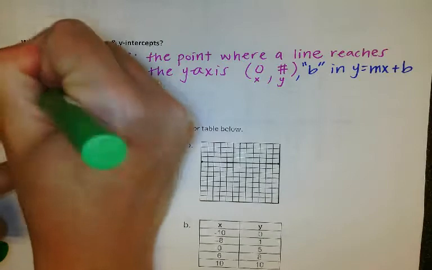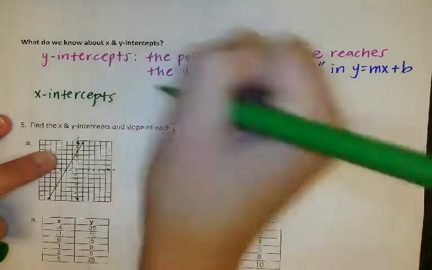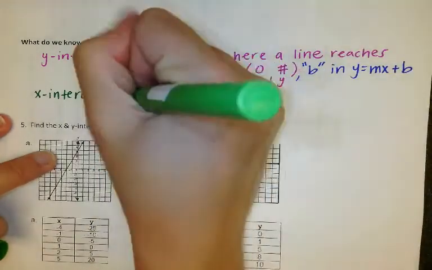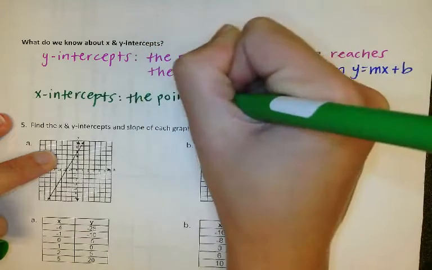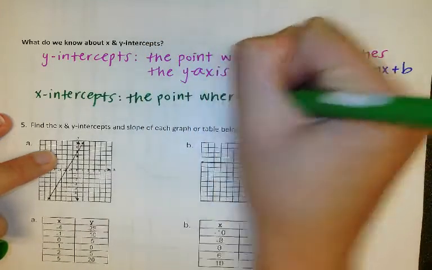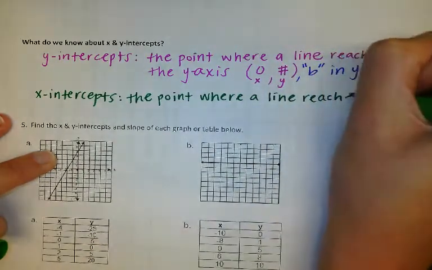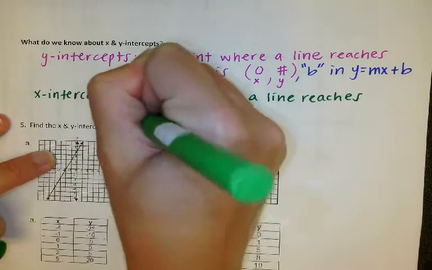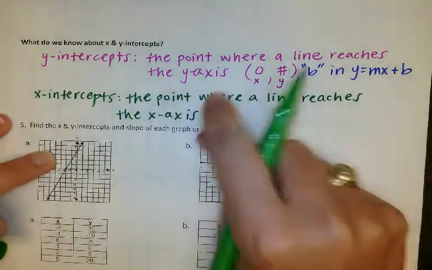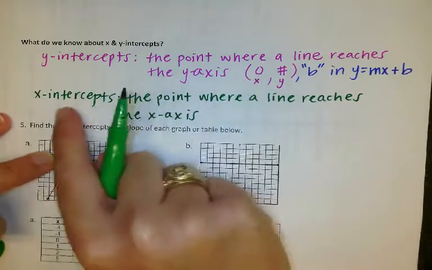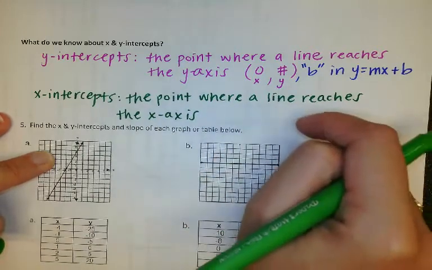X-intercepts. So it is the point where a line reaches the x-axis. I know I'm making it sound singular, like I said x-intercepts here, really it should be like a point where the line reaches the x-axis.